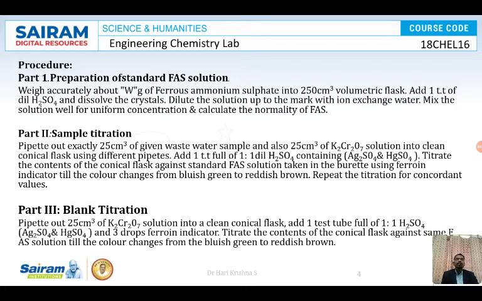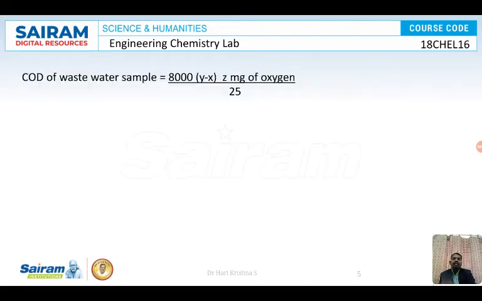Similarly, if 30 ml is required for the blank, and unreacted is only 10 ml, then the difference is what was used. By knowing the difference between the blank titer value and the sample titer value, we can conclude how much volume of K2Cr2O7 is required to oxidize the waste present in the wastewater. By knowing that, we can calculate the COD.